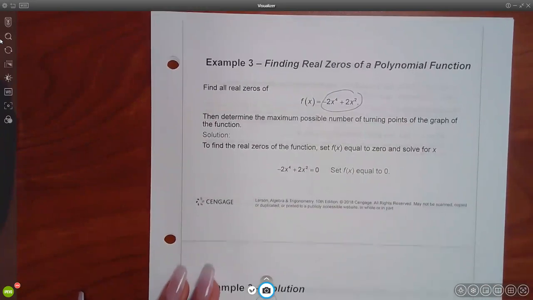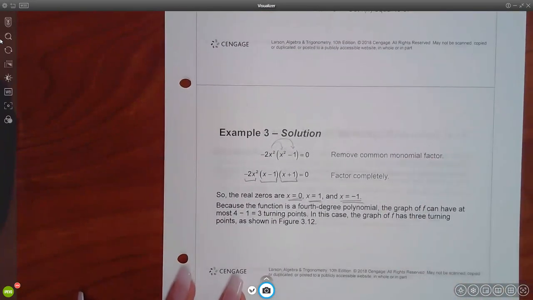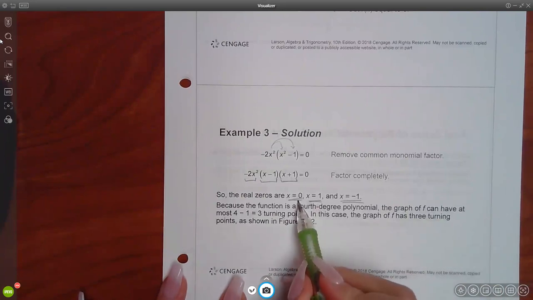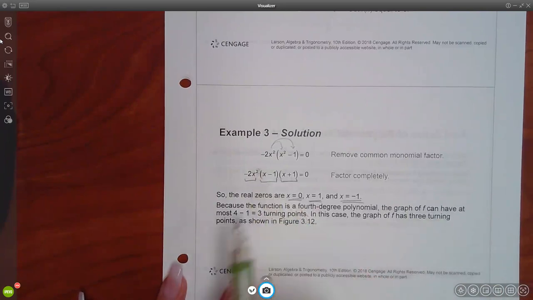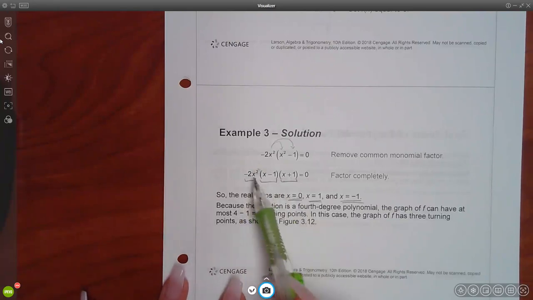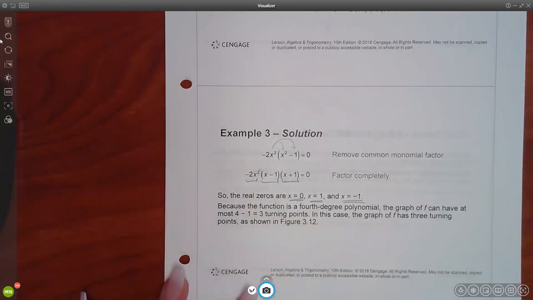X to the fourth, but how many zeros did I get? I only got 3, right? I actually got 4. It's just this one happens twice. Notice the power here, okay? So this one actually appears twice. We will learn more about that relationship between the power and the zero that came out of that power in a little bit, okay? I think it's in the next section. It has a name, and we'll talk about that later, okay?